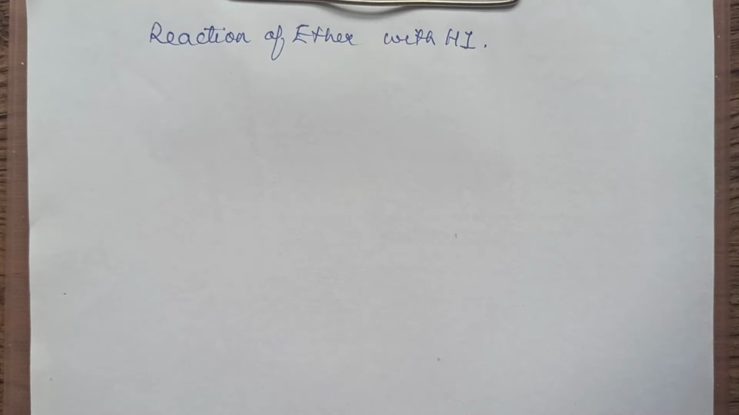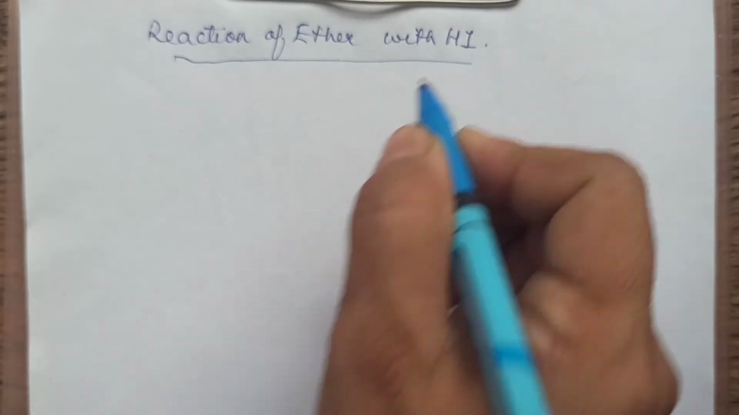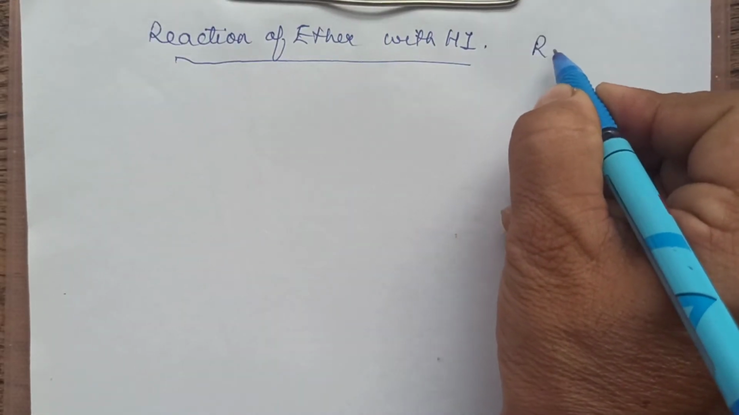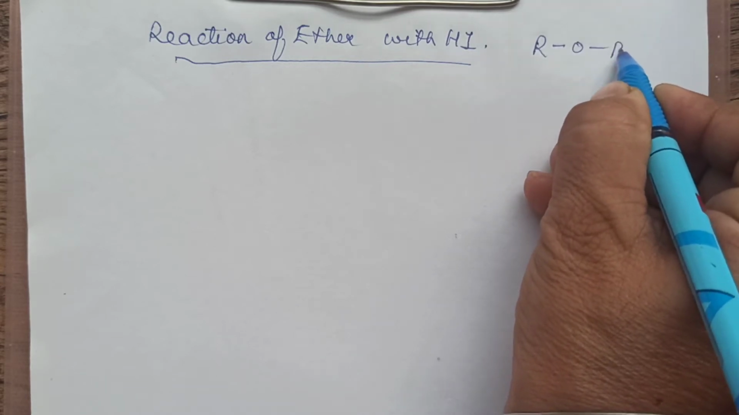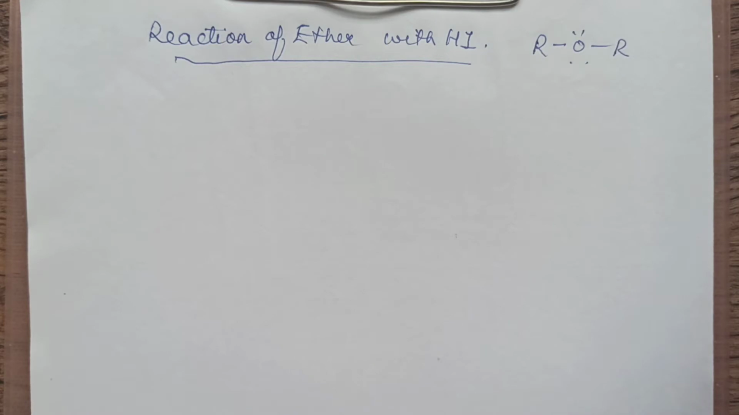And in today's video, we will be talking about the reaction of ether with HI. Normally, ethers are a very less reactive functional group. They're not that reactive. R, O, R, there is a lone pair over here. So these are very less reactive.